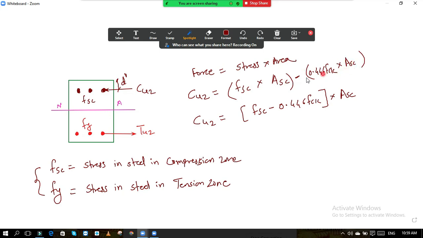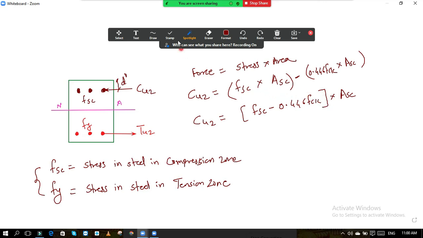Okay, but the stresses change. FSC is the stress in the steel in compression zone, and 0.446 FCK is the stress in concrete in compression zone. Okay, so this is minus 0.446 into FCK, and if you take ASC common from both the terms, this is the value of your Cu2. So your Cu2 is FSC minus 0.446 FCK into ASC.